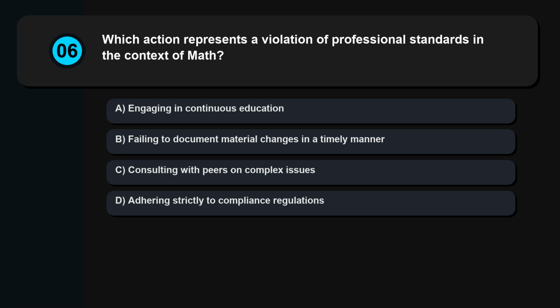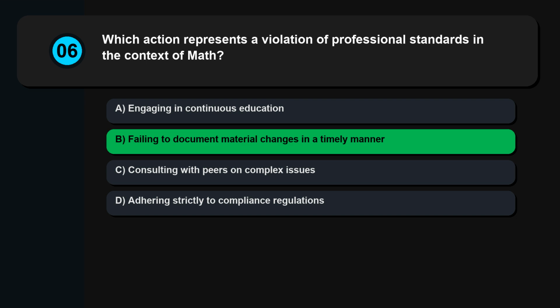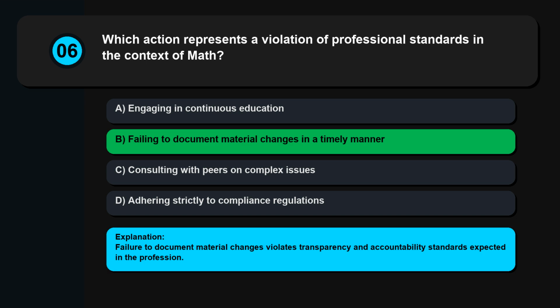Question 6. Which action represents a violation of professional standards in the context of math? Engaging in continuous education, failing to document material changes in a timely manner, consulting with peers on complex issues, adhering strictly to compliance regulations. Failure to document material changes violates transparency and accountability standards expected in the profession.